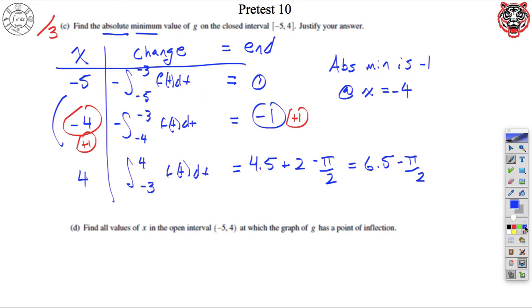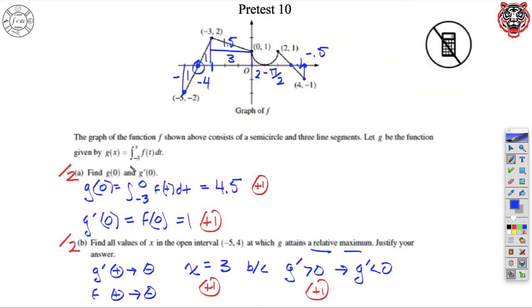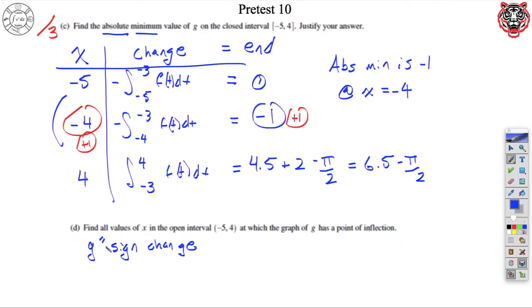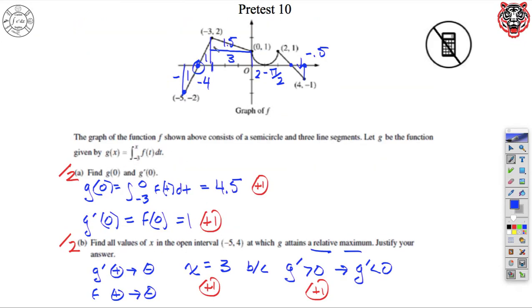On to part D. All right, we need to find the inflection point. The definition of inflection point is where g double prime changes sign. Relative to our function back here, it's where f prime has a sign change. So we're looking for where the slope turns from a positive to a negative or from a negative to a positive, but the main thing is slope. So slope is positive, switches to a negative, so inflection point right here.